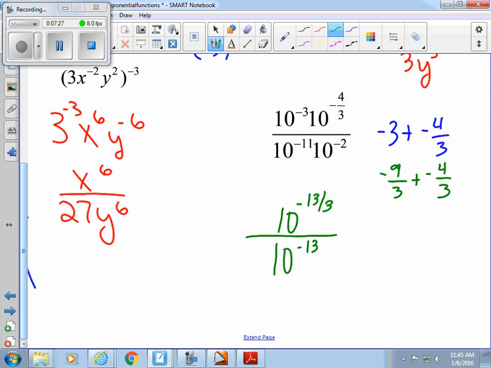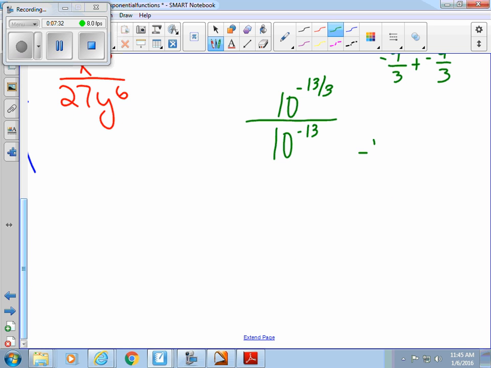Now, you could do this in a different order if you wish. But I'm going to do negative 13 thirds minus negative 13, which is plus 13. And I need a common denominator of 3. 13 times 3 is 39. 39 minus 13 is 26. So this is 10 to the 26. A lot of different ways you can get there, but that's one way.